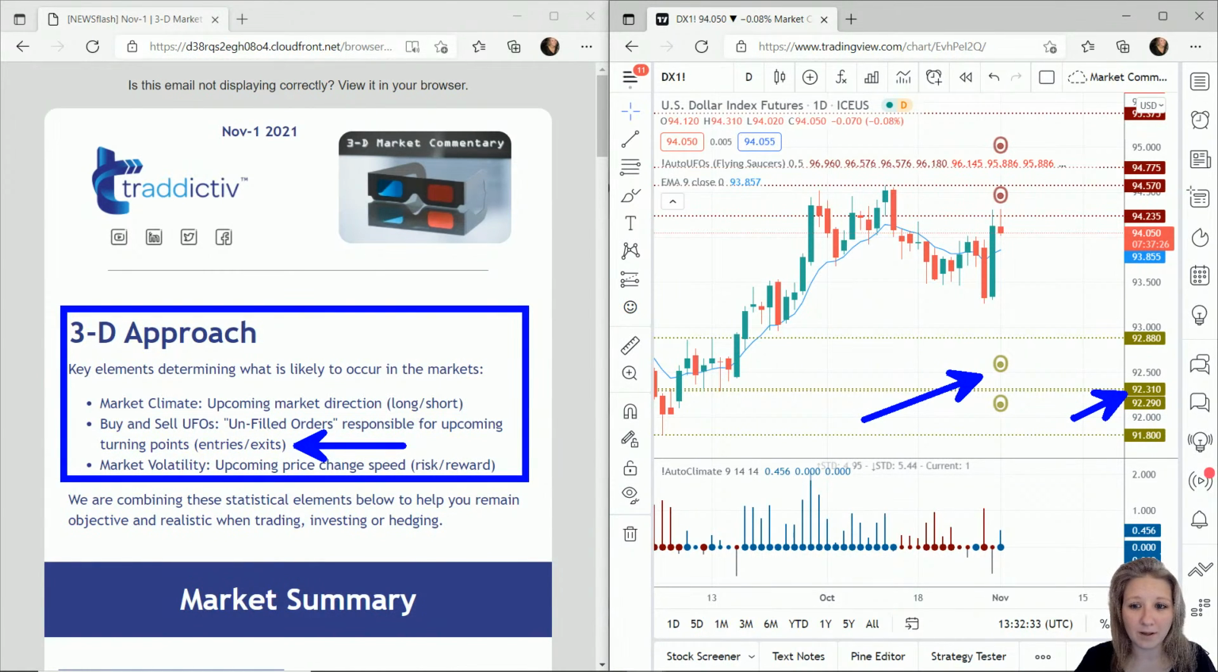Those show us where buyers are. Then we have these little red UFOs with the numbers on the right hand side. Those show us where sellers are. So we can have a good idea of where price might be falling from or going up from, depending on when it hits these buyers and sellers.